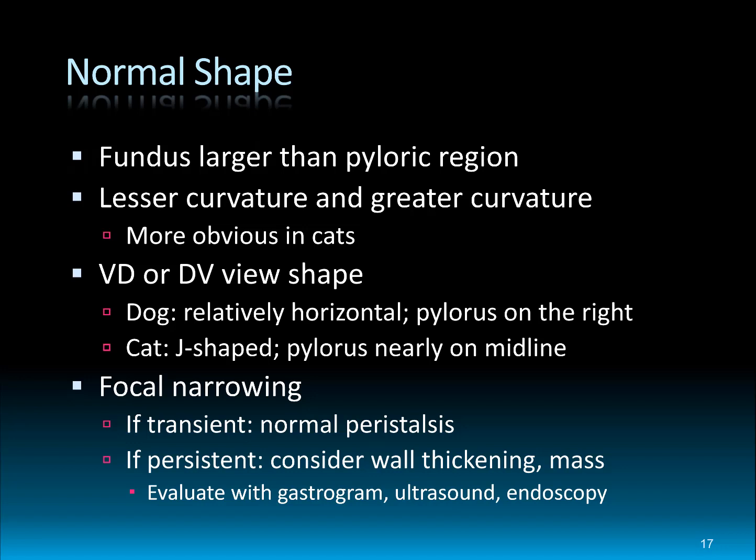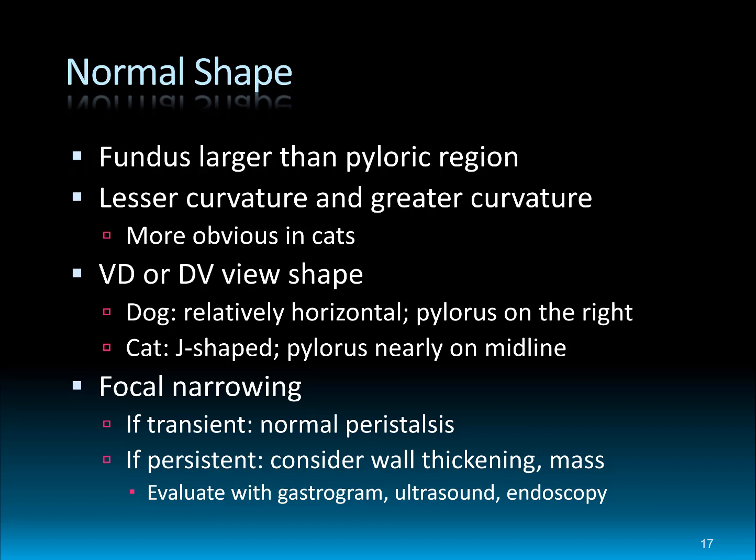Shape changes a little bit on a VD or DV view, but not enough to probably matter. On a dog, the position of the stomach is relatively horizontal on a VD or a DV view, whereas a cat has more of a J shape to it, with the pylorus sitting nearly superimposed on the spine. There are normal shape changes to the stomach because there's normal peristalsis, so transient narrowings are usually not of any consequence, but a persistent narrowing might be something you have to be concerned about, as it could be a stricture.